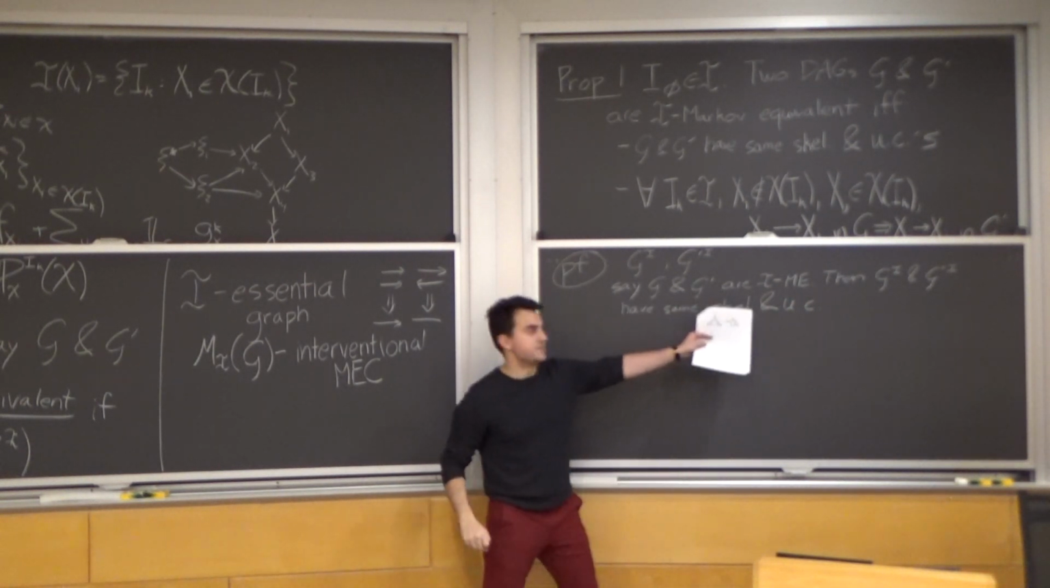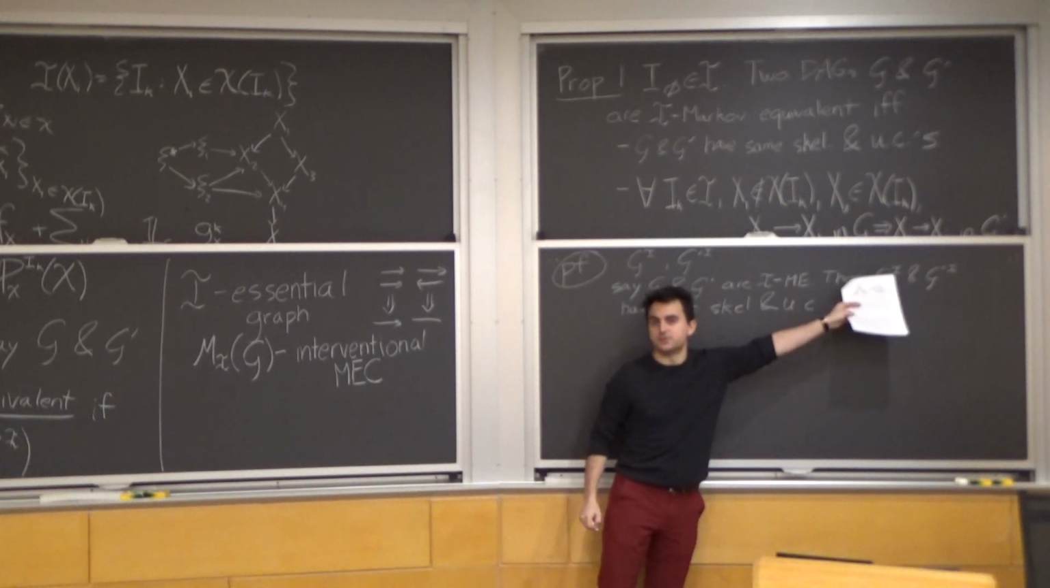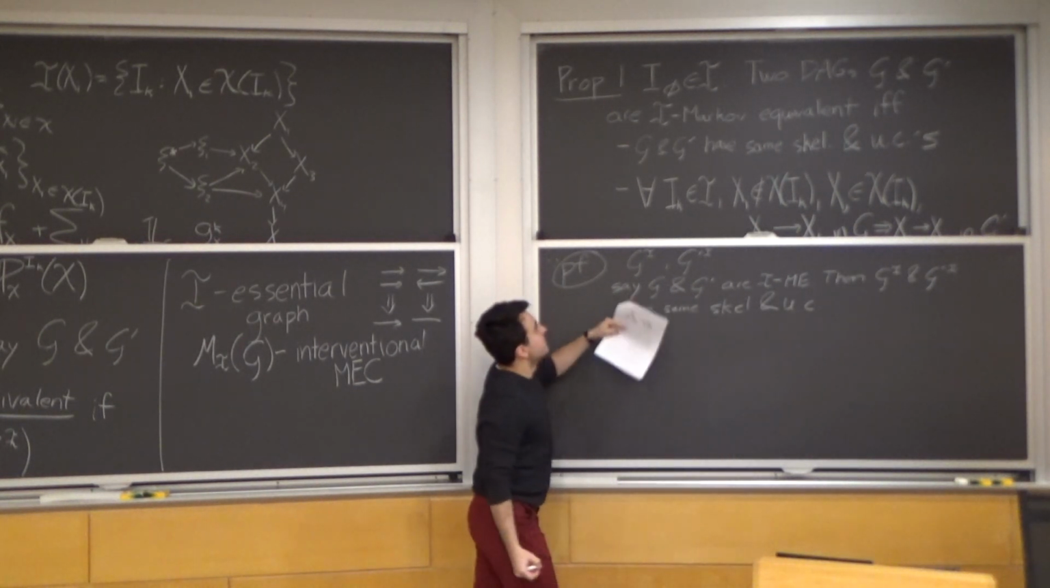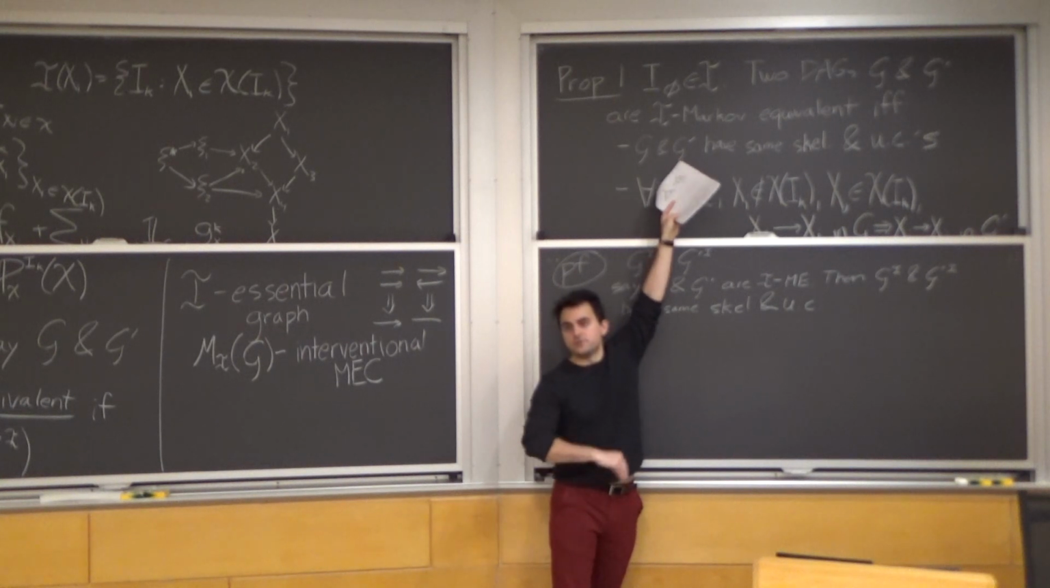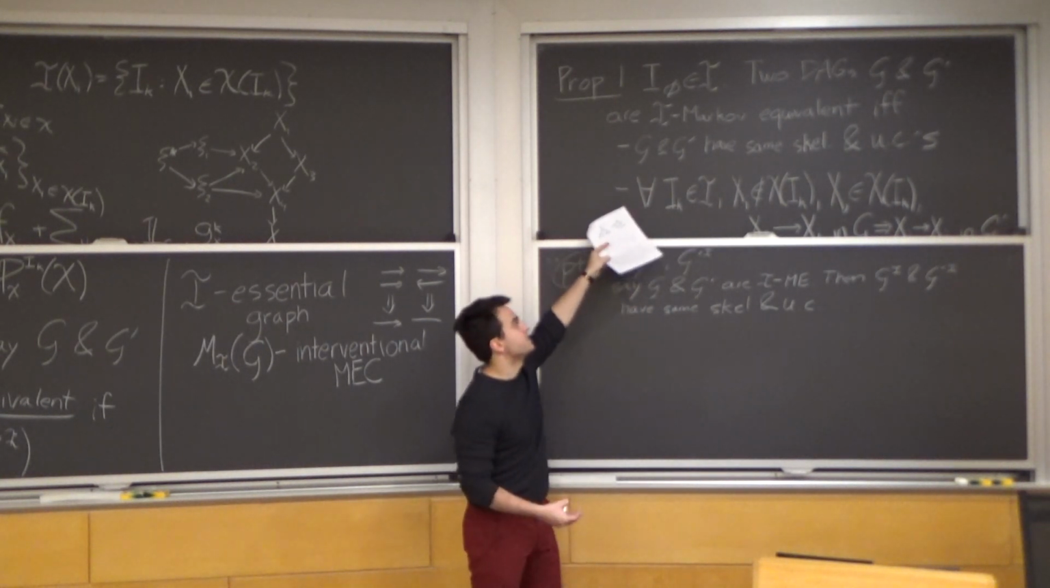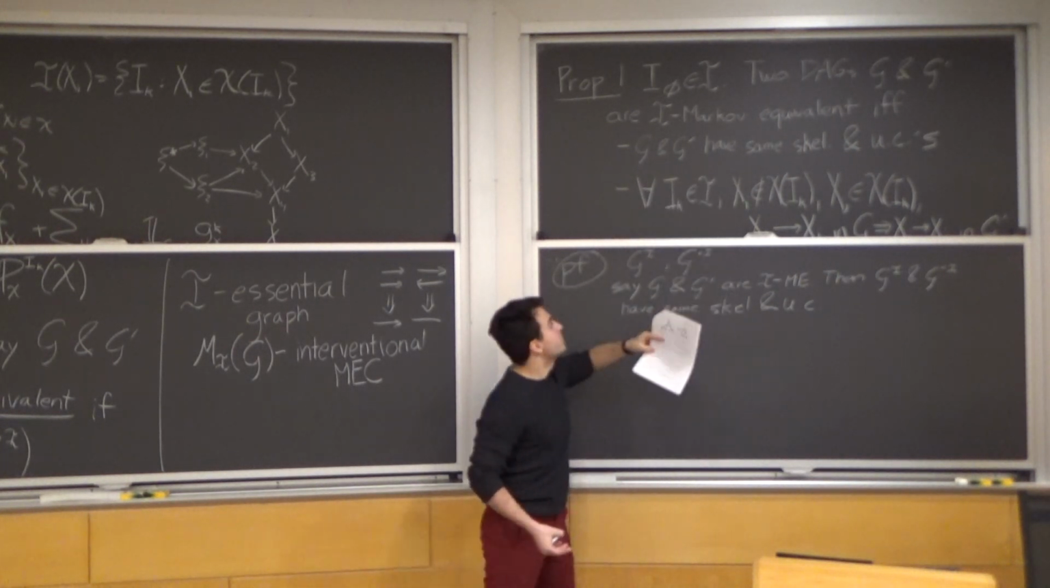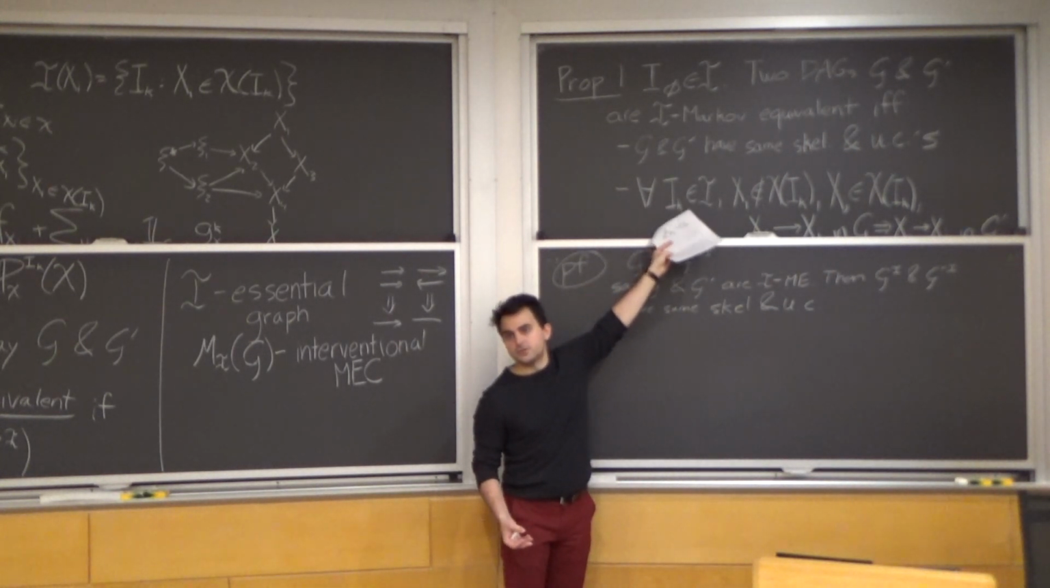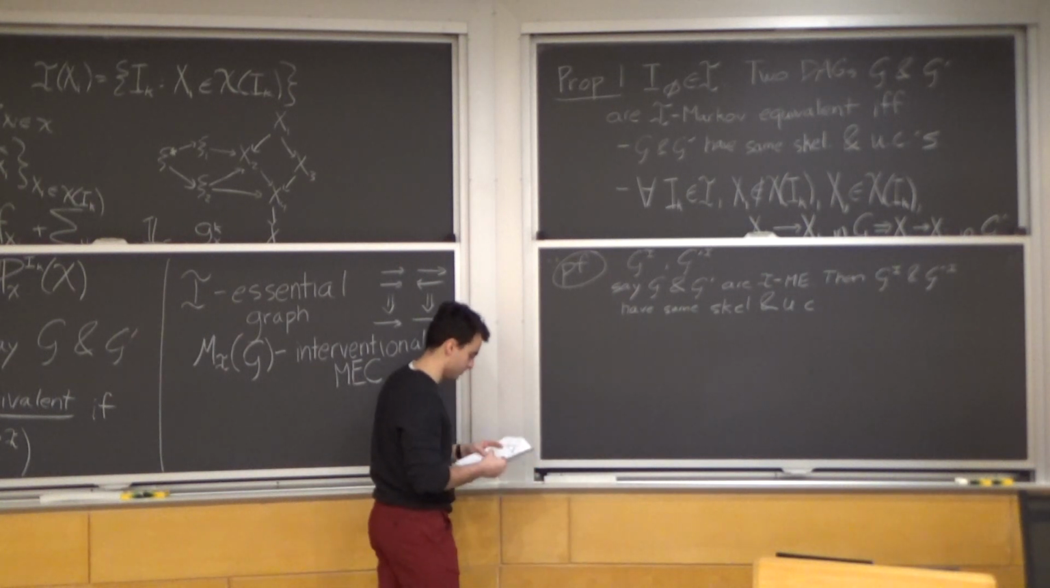So if these graphs have the same skeleton and the same unshielded colliders, then the subgraph where we've just forgotten about those intervention nodes also has the same skeleton and unshielded colliders. So really the part that we have to check is this second one.